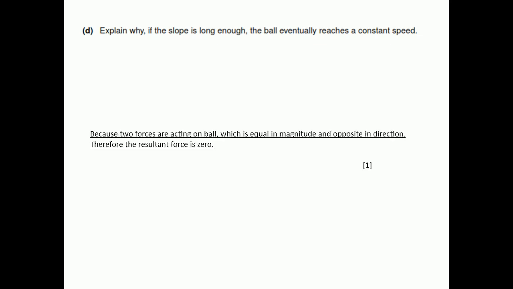If there is no resultant force, it means the forces acting on the object or ball are equal in magnitude but opposite in direction. That's why there is no resultant force acting on the ball. So the answer of this question is that when the slope becomes long enough, the two forces acting on the ball will be equal in magnitude and opposite in direction. Therefore, no resultant force acts on the ball.